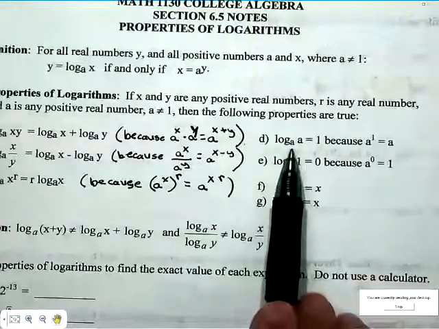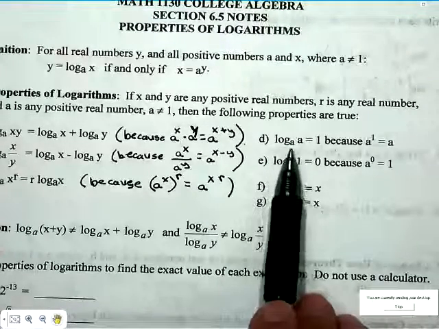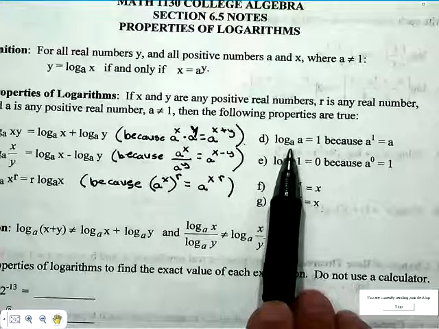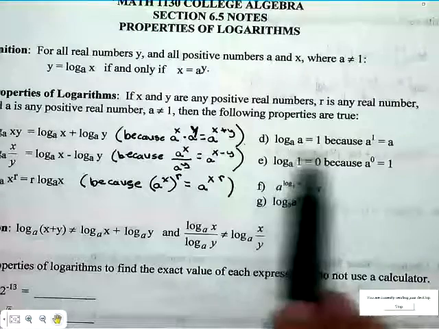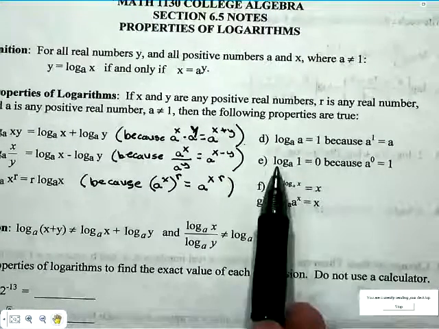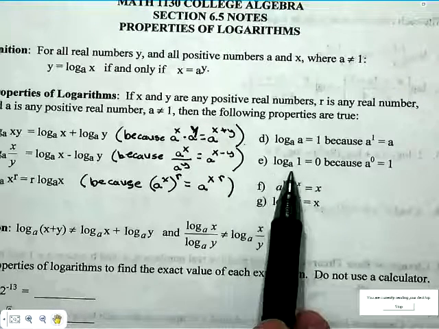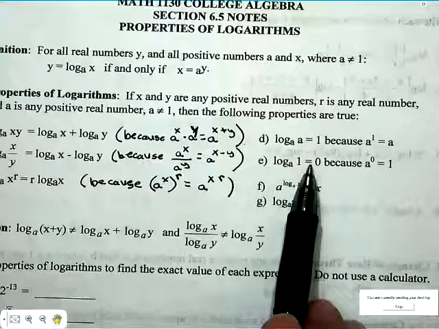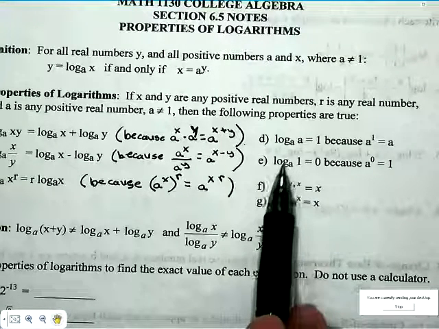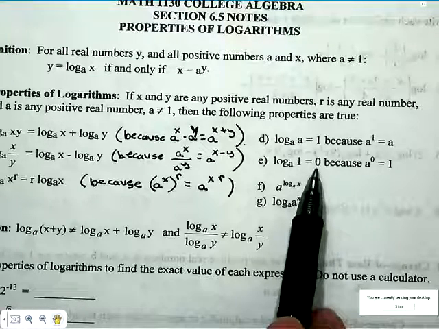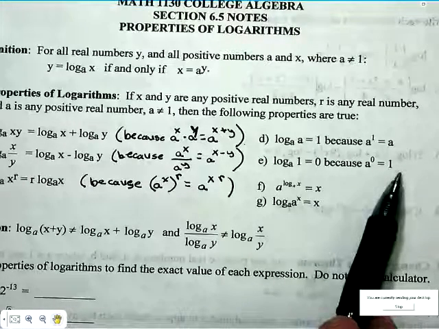Or log base 90 million of 90 million? 1. Log base buffalo of buffalo is 1. Log base anything of itself is 1. Property E says log base anything of 1 is 0, and it makes sense if you change it to exponential form. Anything to the 0, what do you already know anything to the 0 is? 1. Anything to the 0 is 1.